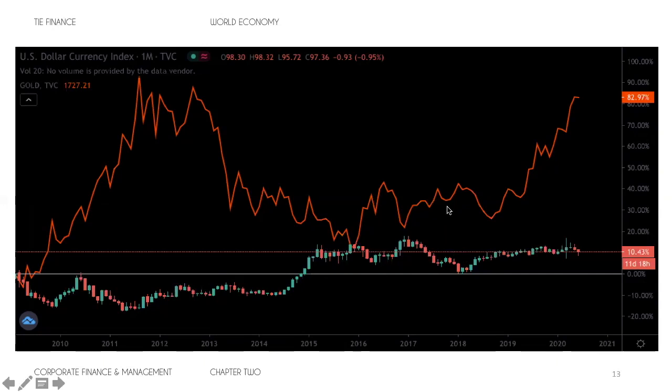Don't consider this indicator as the only one to follow the price of gold. You can use other momentum indicators like the RSI or the MACD or the Ichimoku clouds, whatever you want, in technical analysis of the price of gold, but this is highly correlated.